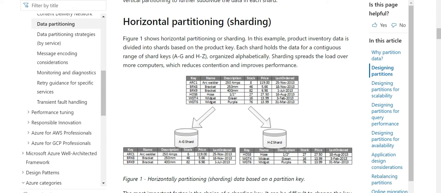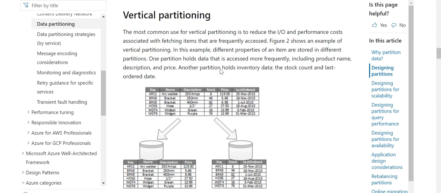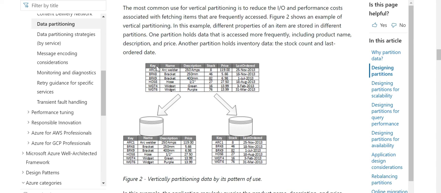This is horizontal partitioning. In the Oracle world, if you have worked with it, there was something called range partition. This is a way of creating a range partition. A to G here, H to Z in another partition. It is called a shard. Now vertical partition. Here, they split the columns. For example, key, name, description, price they put in one partition. And the other columns like key, stock, and last orders they put in another partition.